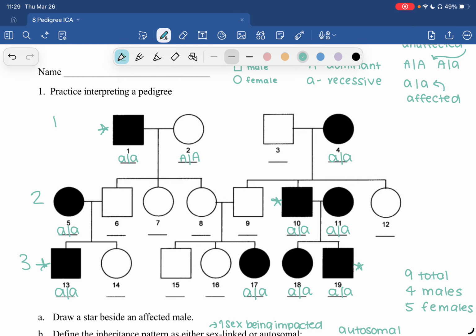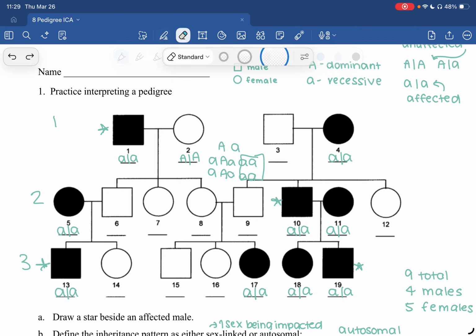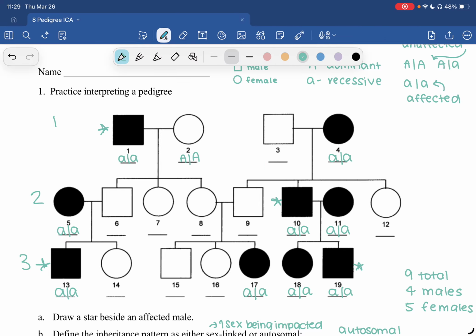not heterozygous, because if you were to cross a heterozygous individual times a homozygous recessive, you'd have a 50% chance of having children with that trait. And we don't, because none of these children have it. So it is safe then to assume she is homozygous dominant.